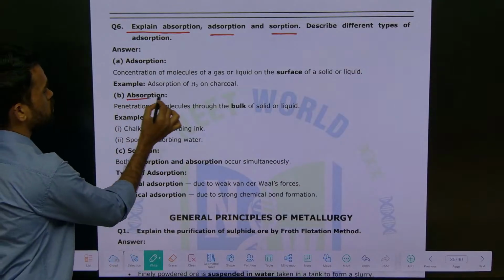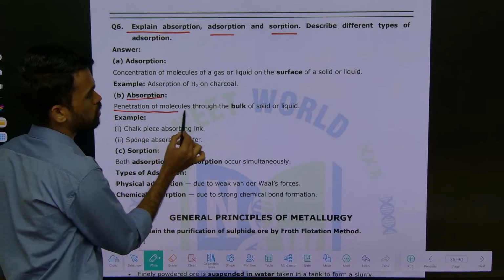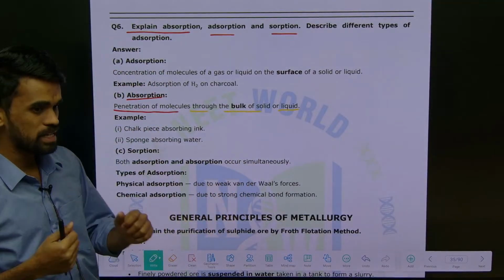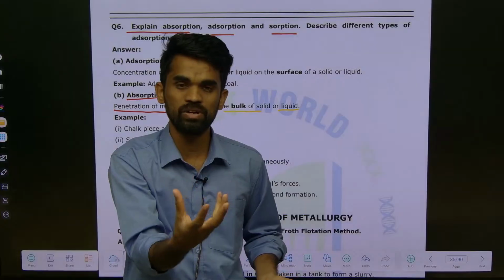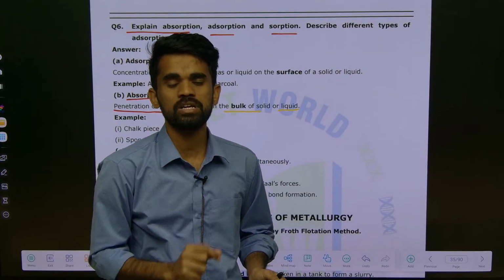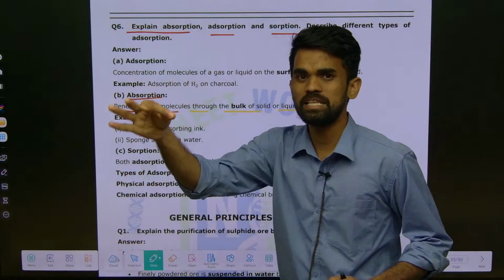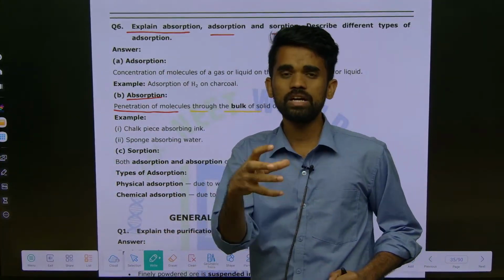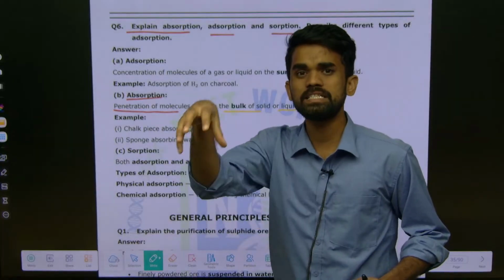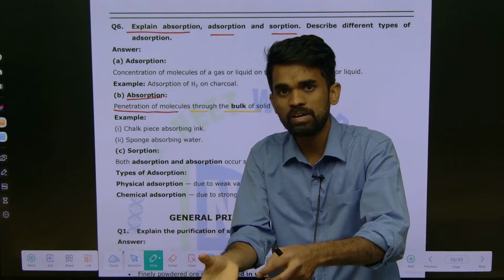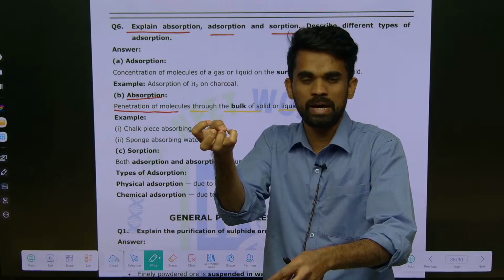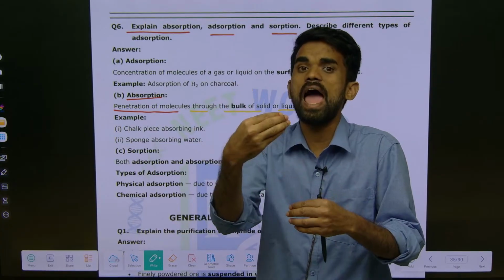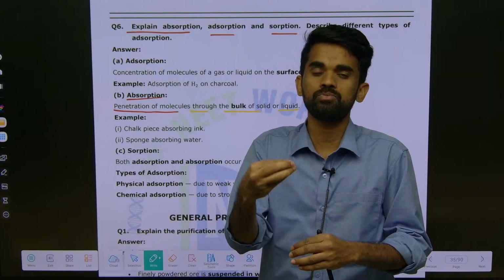First, absorption. The penetration of molecules through the bulk of the solid is called absorption. For example, you take a piece of chalk, or one spongy substance, and place it in the water. What happens? It will take the water inside of that bulk matter, inside of that sponge. So that is called absorption.